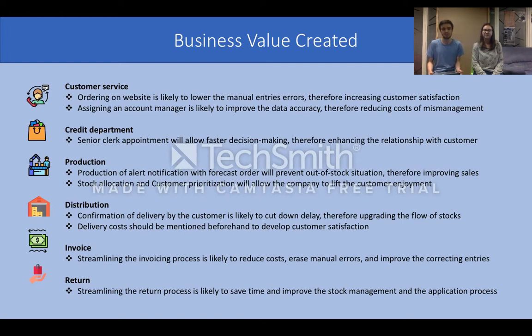With regards to the credit department, our idea of appointing a senior clerk will result in faster decision making within the company and therefore enhance the relationship with customers. With production, our idea of alert notification with forecast orders is likely to prevent the company from being out of stock and therefore improve our level of sales. Our second idea, stock allocation, is likely to lift the customer enjoyment.